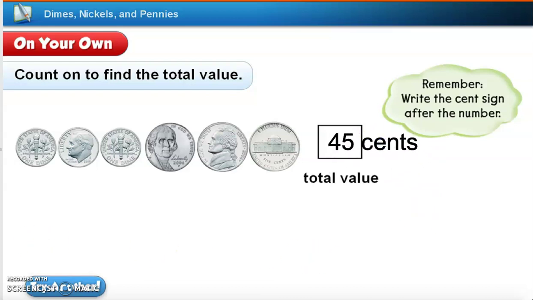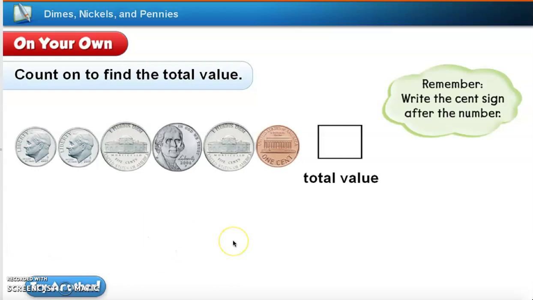All right. And let's try this one last one because I like this one because it has all of the coins in it. All right. So I see 2 dimes, then I see 3 nickels, and I see 1 penny. So we're going to start with the dimes, counting by tens. Then we're going to count by fives, then ones. So here we go. Ready? Count with me. 10, 20, 25, 30, 35, 36. So this one has 36 cents.